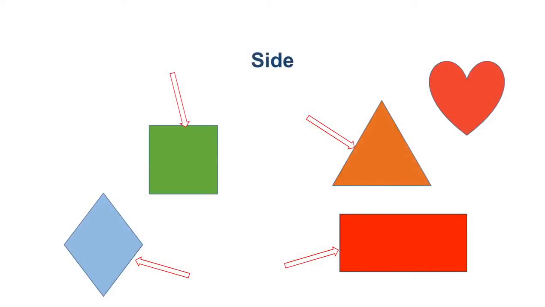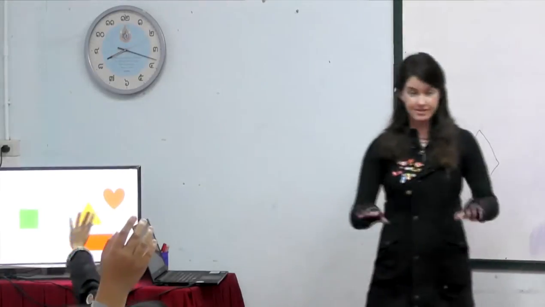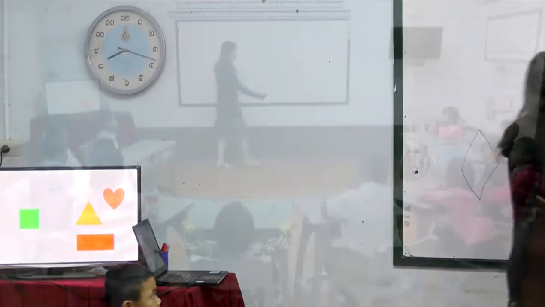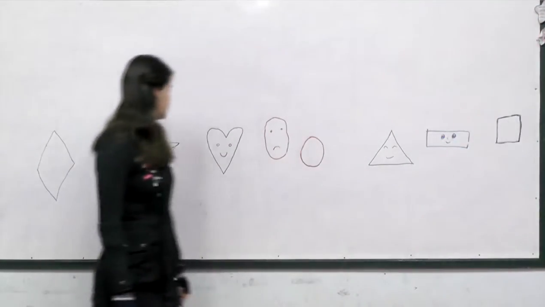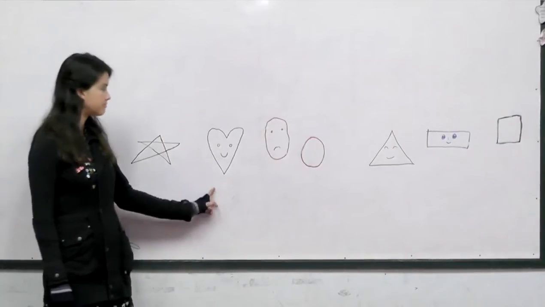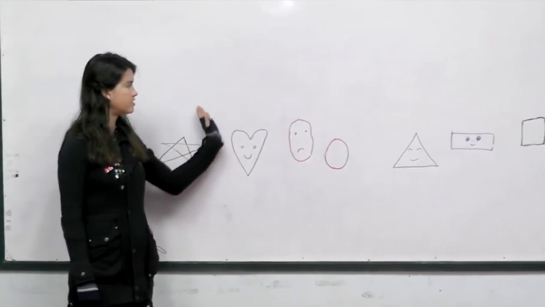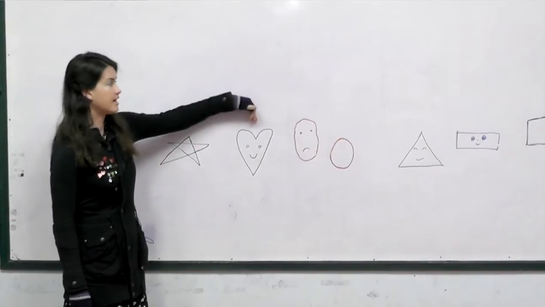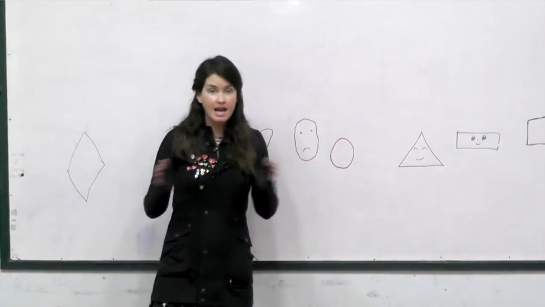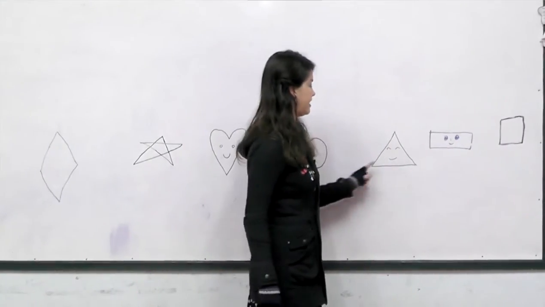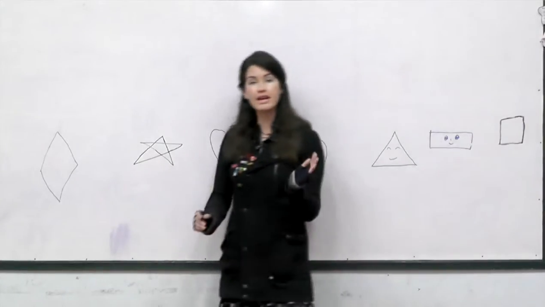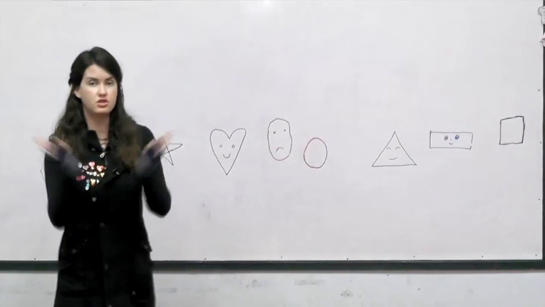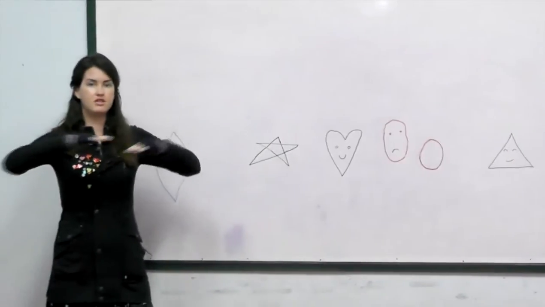Think about a heart. Do we have any sides like these lines on a heart? They could be, but do they stay straight or do they start to curve around? They kind of curve. So for it to be a side, it has to be just a straight line like this triangle, and like this rectangle, and like this square. We don't want any curves in those lines. It has to be straight, straight.